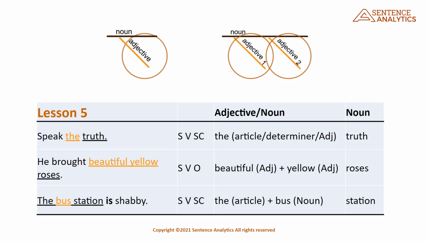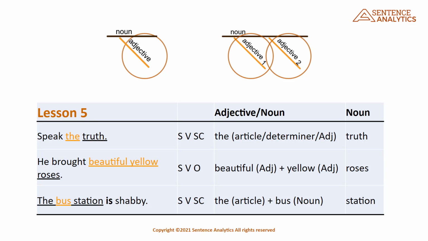When you look at the sentence, it isn't the bus that's shabby, but the station. Also, bus is actually describing station, answering the question, what kind of station? Finally, when there is a string of nouns, the ones that come first are usually acting as adjectives for the last one in the series.